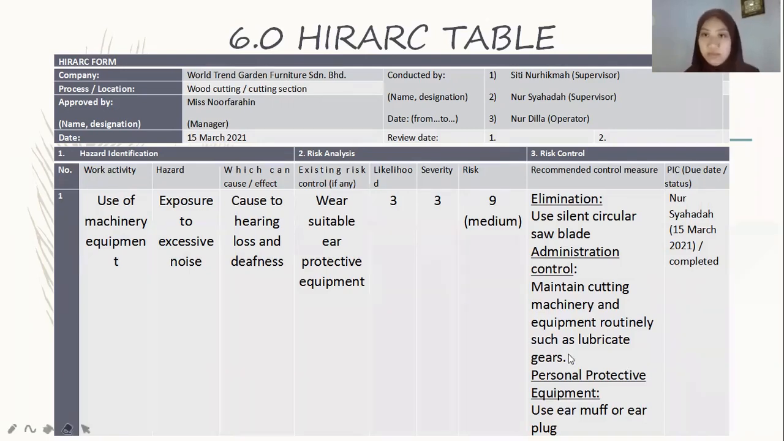The recommended control measures that we give in this work activity are elimination, administration control, and personal protective equipment. For elimination, use a silent circular saw blade. For administration control, maintain cutting machinery and equipment routinely, such as lubricating gears. And for personal protective equipment, use earmuffs or earplugs.